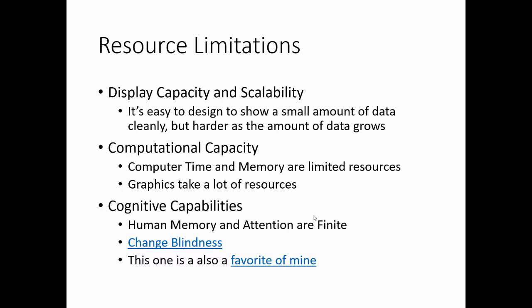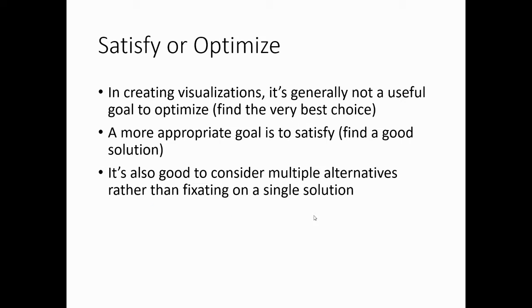Computational capacity, certainly computer time and memory, are limited resources. During the pandemic, it's been increasingly difficult to get graphics cards, and graphics take a lot of resources. And then, last but not least, cognitive capabilities. There's only so much memory and attention that we can pay to things. There's also change blindness, where people don't see major things that are happening in the background. And I have a couple examples that I'll play for you during the actual lecture.